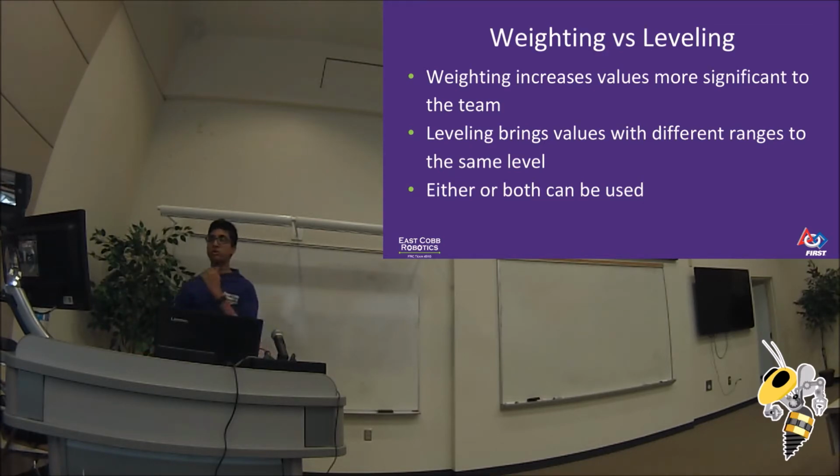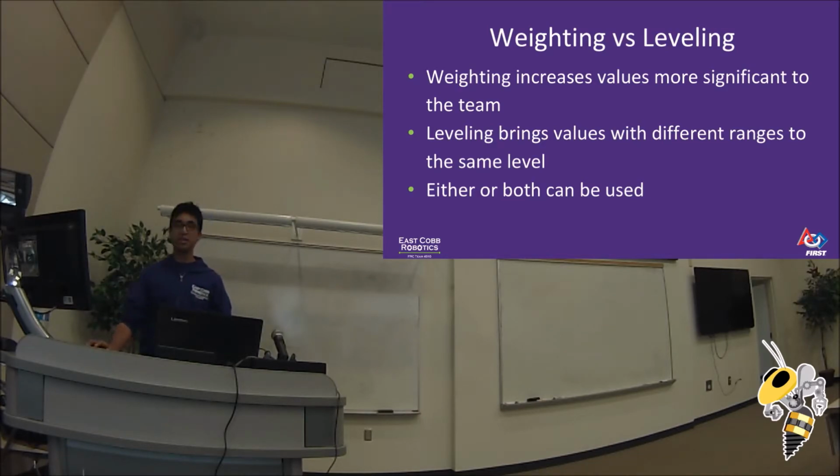On the other hand, you can also use leveling, which brings values with different ranges to the same level. So in Steamworks, if anyone remembers that, there were teams that shot hundreds of balls into the boilers, versus they could put 6 gears onto the airships. Now, 6 and 100 seems like totally different, but if you level them so that they meet somewhere in the happy middle, you can compare them at a better level to see which one's actually more important. Because just because some team does more for a thing doesn't necessarily mean it's more important. So either or both can and should be used in the level 2 of scouting.